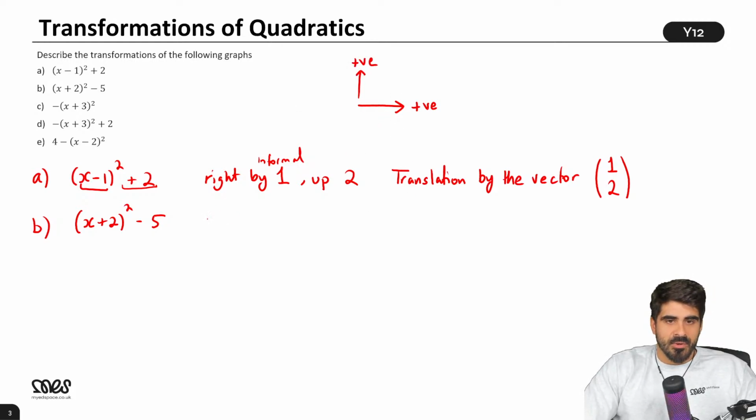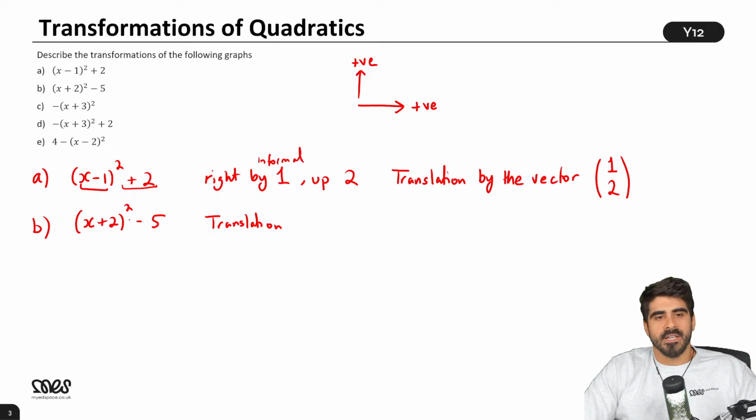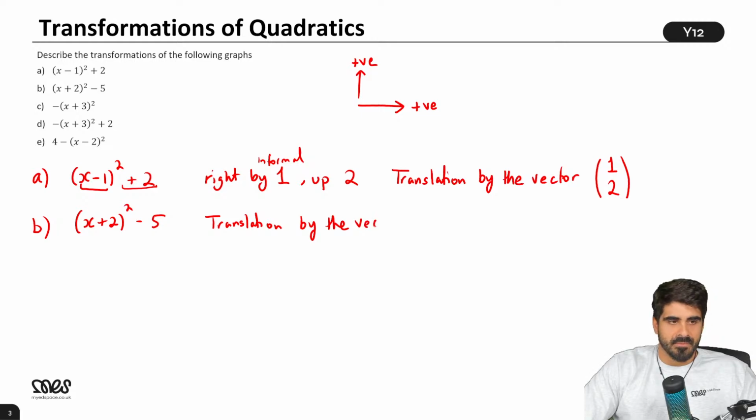So here, we're going to say translation. The power 2 just means we're talking about the x squared graph. That's all. We're saying we're taking the x squared graph and we're moving it to the left by 2 and down 5. Yeah? So we're saying translation by the vector. So remember, we're talking about the x squared graph. We're going 2 to the left and 5 down.